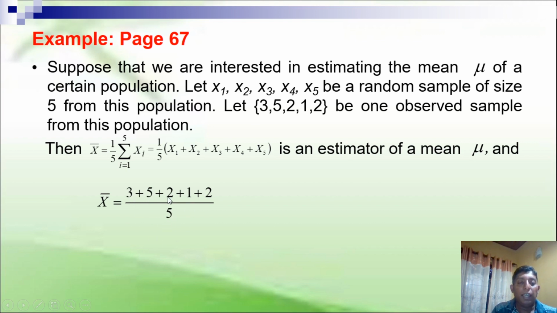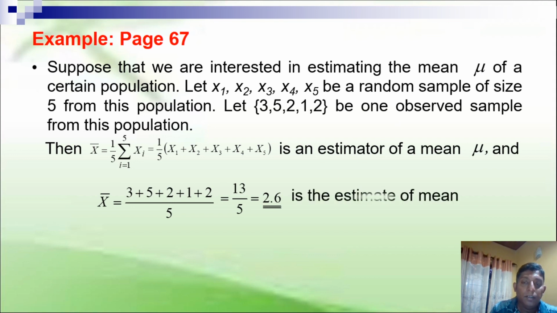3 plus 5 is 8, 10, 11, 13, over 5, which is 2.6. This single value we call a point estimate for the population parameter mean. The interested population parameter is mu, so we use the relevant statistic x bar, and using the sample data we calculate the single value. That's why we call 2.6 a point estimate for the population parameter mu. The 2.6 is the estimate of mean mu.